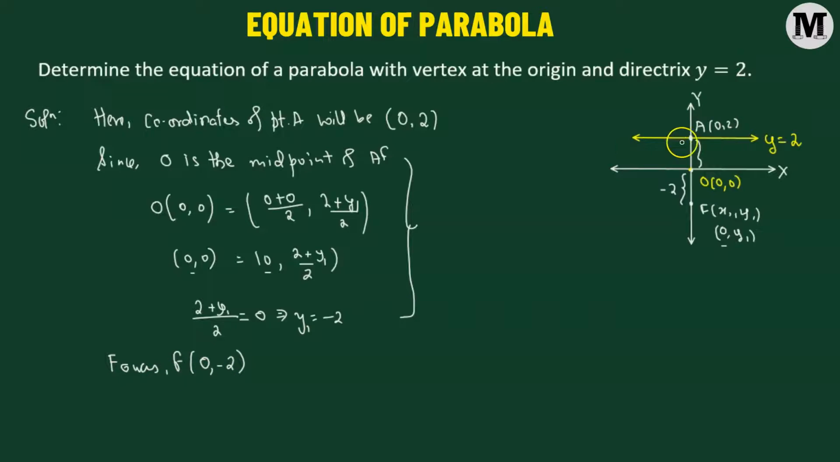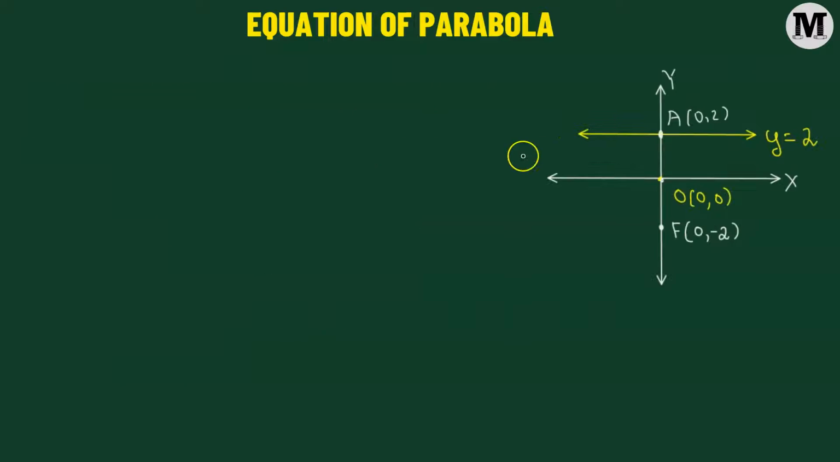So now we have the equation of the directrix and the coordinates of the focus, so we can easily find the equation of the parabola. To find the equation of the parabola, what we'll do is consider a general point P.